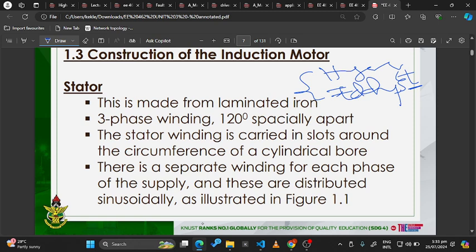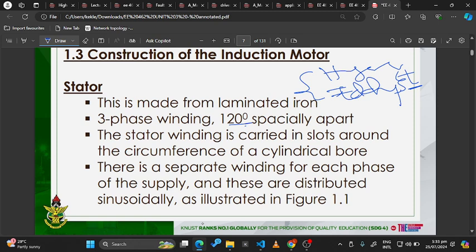So for the induction motor, the stator is the field, and this field is segmented into three phases, which are spatially placed at an angle of 120 degrees. That's why three-phase generators generate three-phase voltages with the angle of 120, because of the way they are arranged. I'll talk about that when I'm talking about the armature.